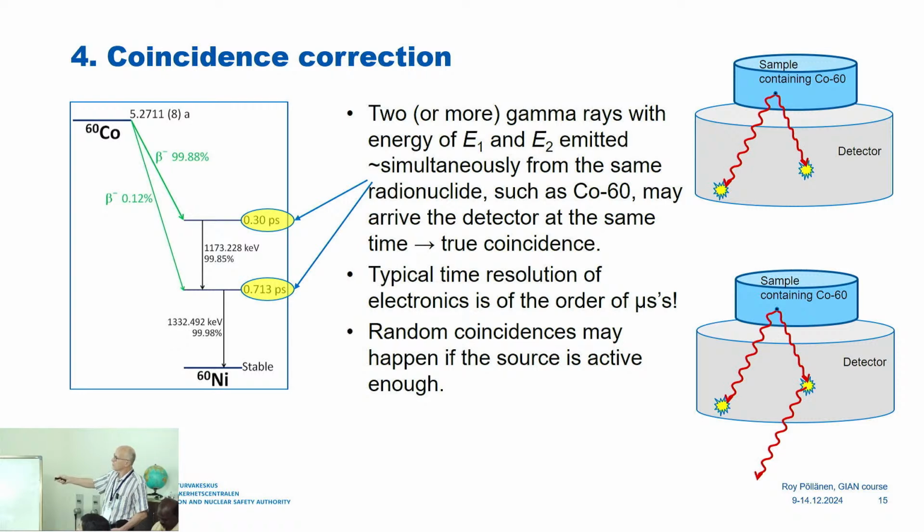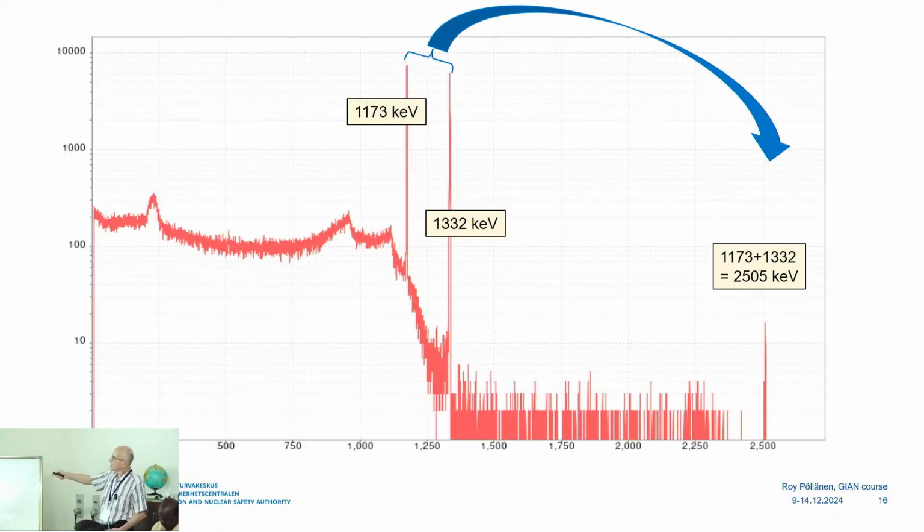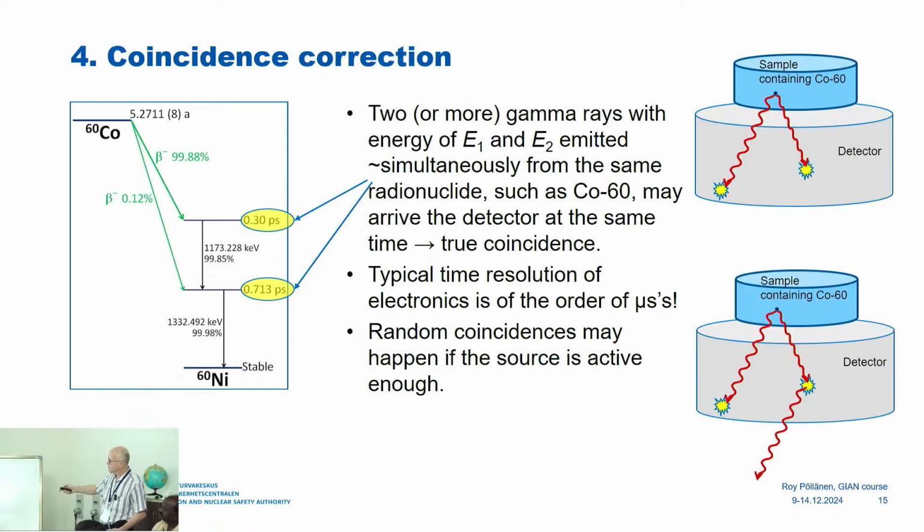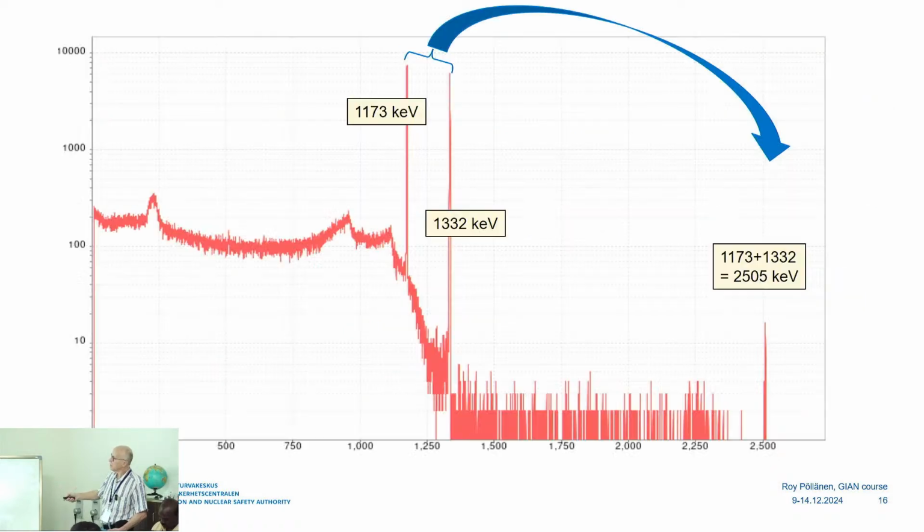For example, let's go here. For example, this energy was totally absorbed in the detector, but the second one goes like this. So this is the reason for these. Because if there is no background, there should be no higher energies than this one.